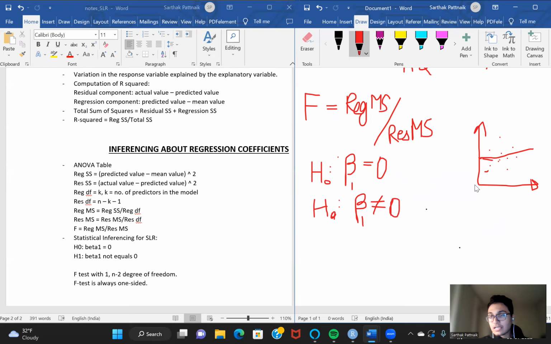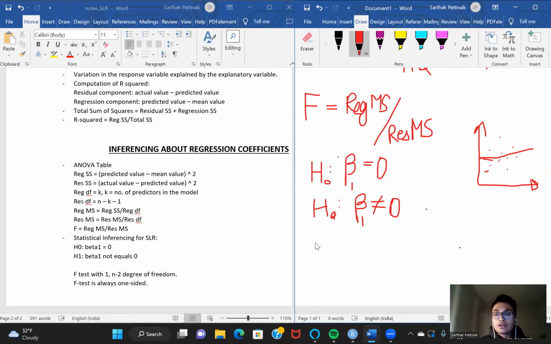So understand once again, in my null hypothesis, I'm assuming that there is no linear association between x and y. And when there is no linear association, the graph is going to look something like this, where there will be a straight line parallel to the x-axis, which means the slope of the line is 0. Therefore, my null hypothesis is beta 1 is equal to 0. And my alternative hypothesis is I need to find evidence that there is linear association regardless whether it is positive or it is negative. Therefore, my alternate hypothesis is beta 1 is not equal to 0.